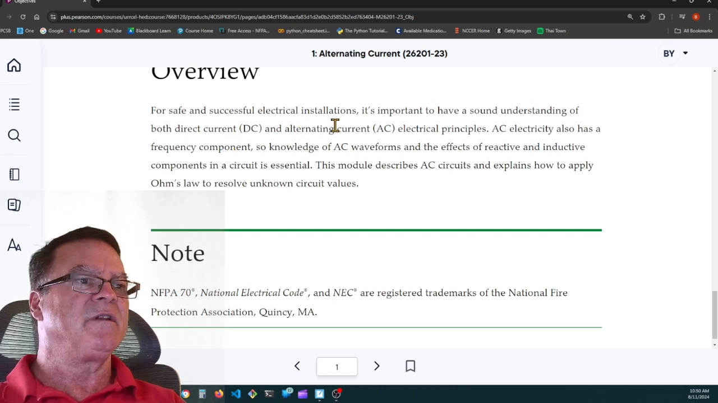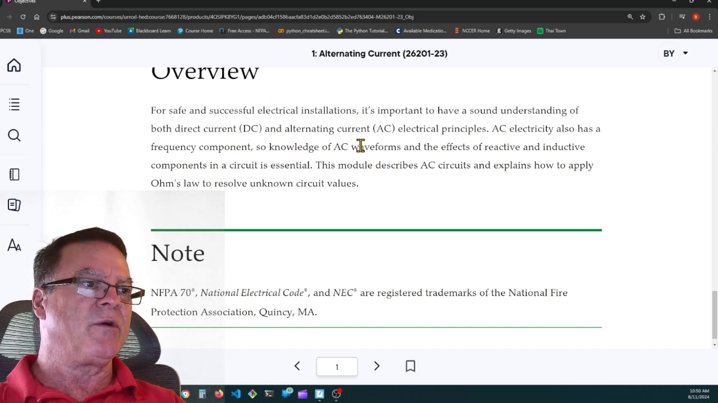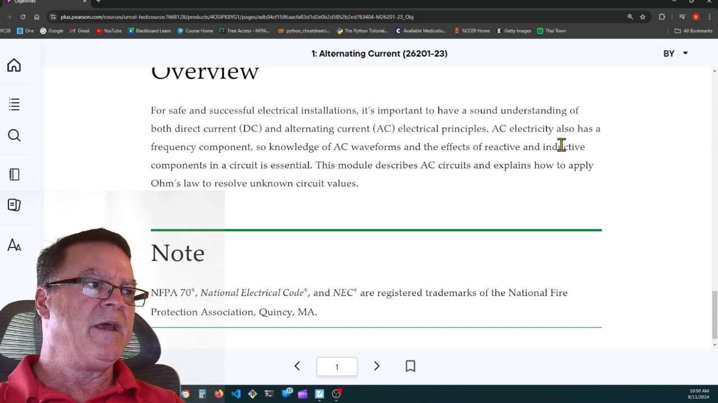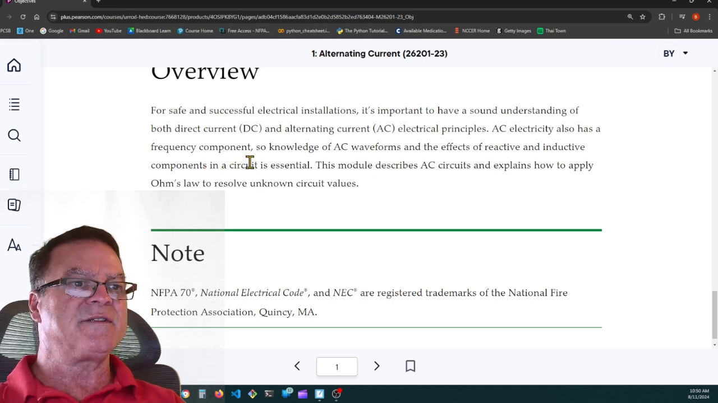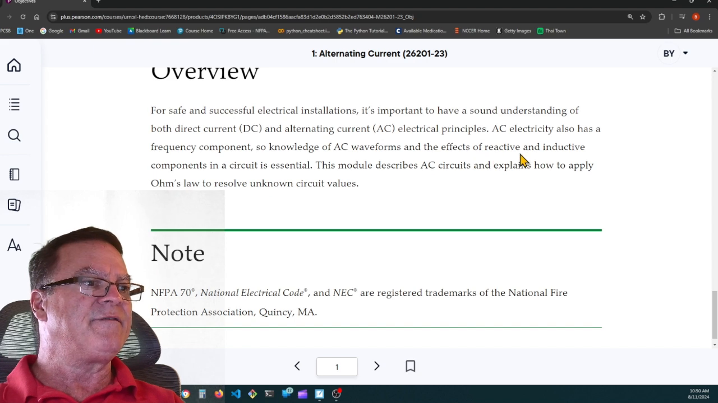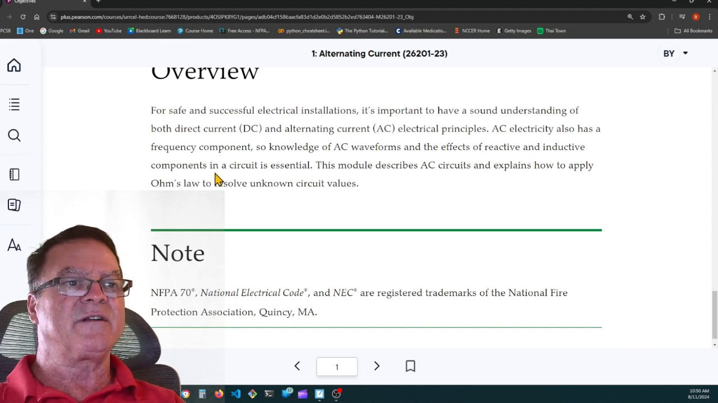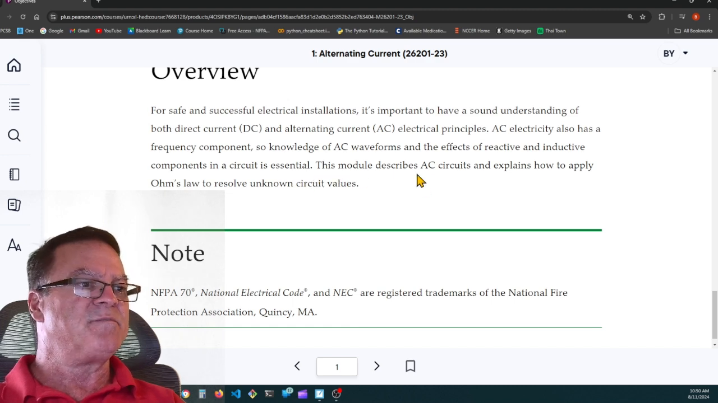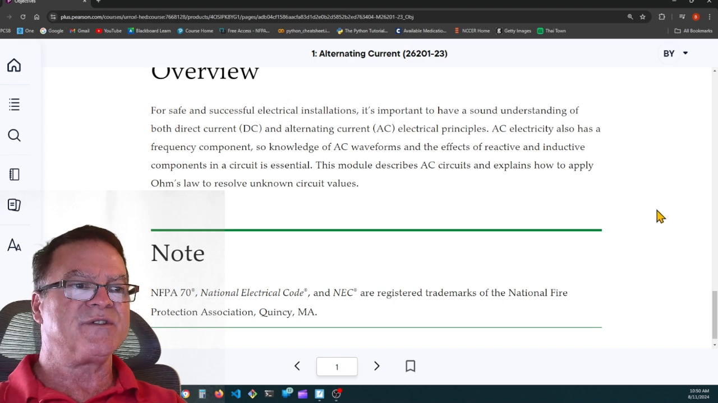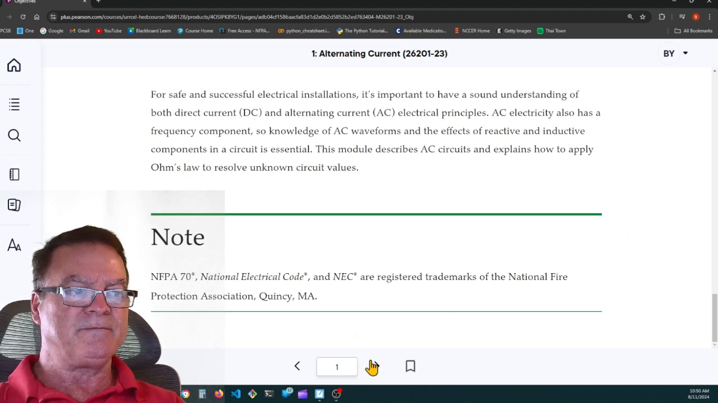For safe and successful electrical installations, it's important to have a sound understanding of both direct current and alternating current electrical principles. AC electricity also has a frequency component, so knowledge of AC waveforms and the effects of reactive and inductive components in a circuit is essential. This module describes AC circuits and explains how to apply Ohm's law to resolve unknown circuit values.